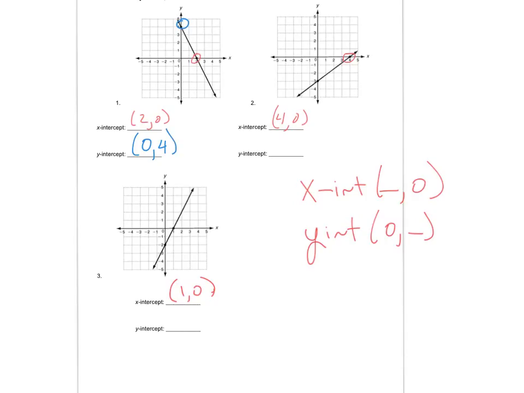Notice it didn't go from (0, 0). We didn't go left or right. We just go straight up. Now on this one, from (0, 0), we go straight down to negative 3. So it's at (0, -3). And again, on this one, it's at (0, -2). And that's how you find the x and y intercepts.